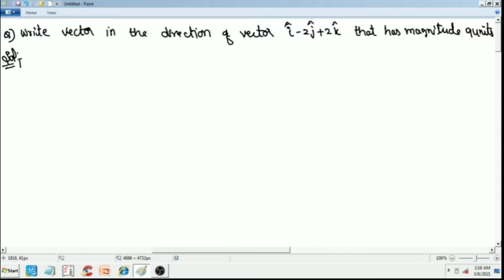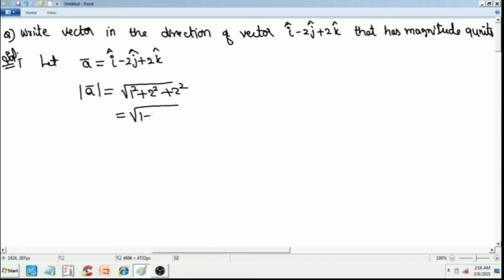Here we have a question: write the vector in the direction of a vector that has magnitude 9 units. First of all let us consider a bar equals i minus 2j plus 2k. This is the given vector. He is asking to find the vector in the direction of the given vector. First find the magnitude of a vector. Magnitude is root over 1 square plus 2 square plus 2 square, 1 plus 4 plus 4, 9, root 9 is 3. So the magnitude of a is 3.